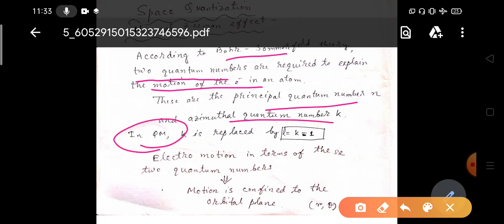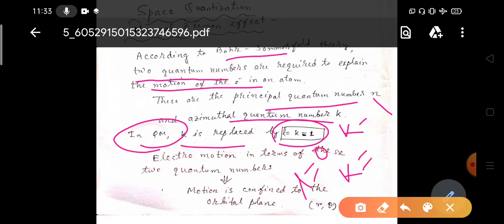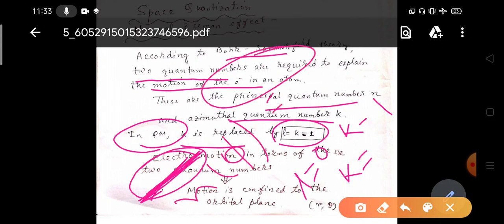Now in quantum mechanics, this k, the azimuthal quantum number, is replaced by l, where l equals k minus 1. Please don't confuse k with l. k cannot have zero value, but l can have zero value. k equal to zero means the motion of the electron is simply simple harmonic motion, oscillating around the nucleus, not revolving. There is no circular orbit, because k is directly related to the azimuthal angle phi, which varies from 0 to 2 pi periodically. So l is 0, but k starts from 1, 2, 3. So l is k minus 1.